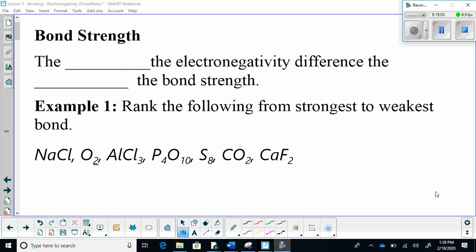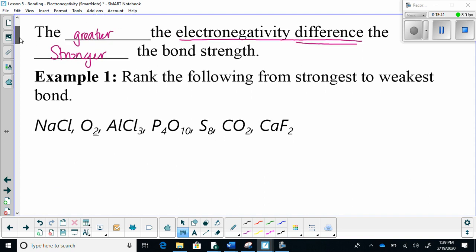Bond strength. So, the greater the electronegativity difference, okay, difference, not electronegativity. The greater the electronegativity difference, the stronger the bond is, okay? So the larger your electronegativity difference is, the stronger your bond is. Okay, so we're going to take a look at an example. We're going to rank the following from strongest to weakest bond, okay?